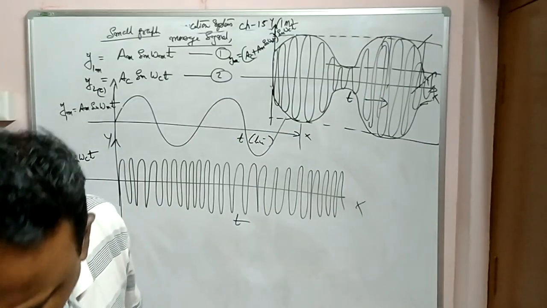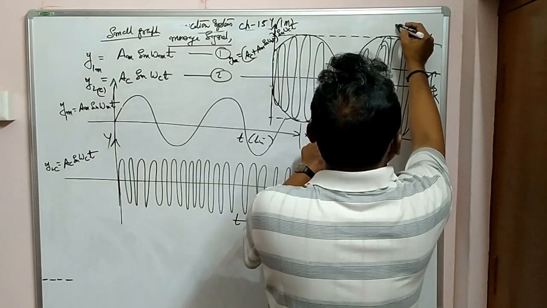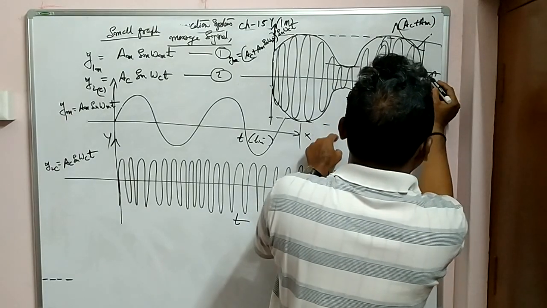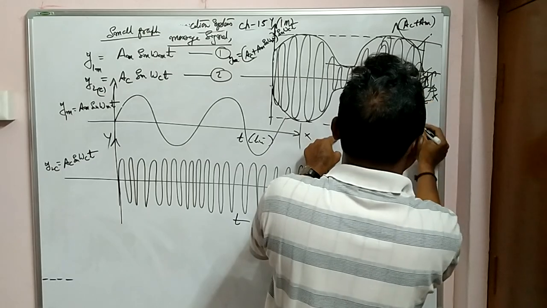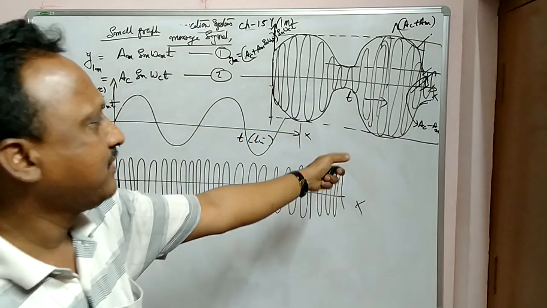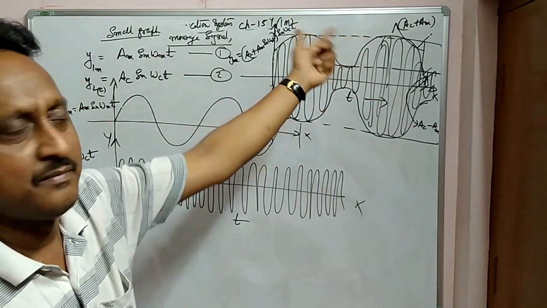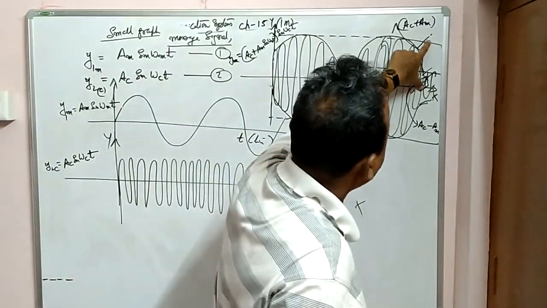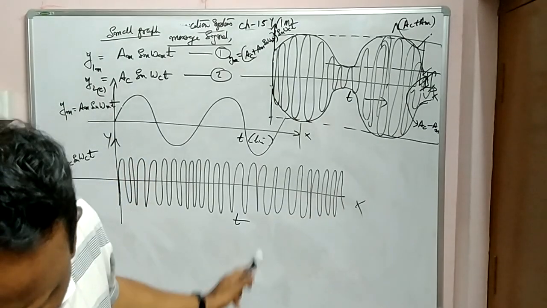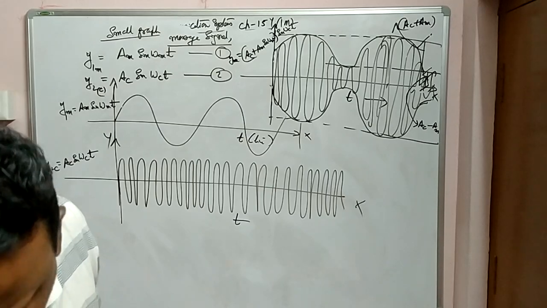Okay? And here also we have the maximum value and minimum value. The maximum value is Ac plus Am, and the minimum value is how much? Ac minus Am. That is, amplitude of the carrier wave minus amplitude of the message signal. Amplitude of the carrier wave plus amplitude of the message signal. Maximum value and minimum value: Ac plus Am, Ac minus Am. Please note down, these are very, very important. Ac plus Am and Ac minus Am.